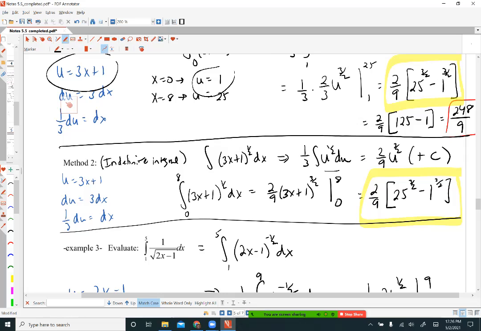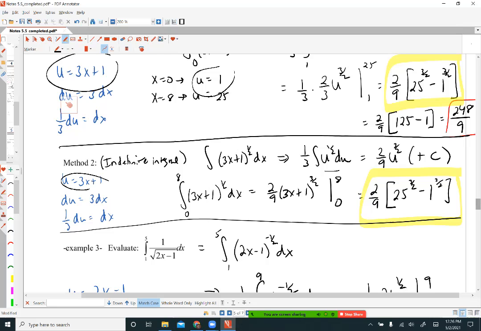And what you can do now is go back to the original variable. Remember our u is 3x plus 1, so wherever you see u, you put 3x plus 1. Now you can use the original limits of integration, and you better get the same answer. So really, students, you pretty much know everything.